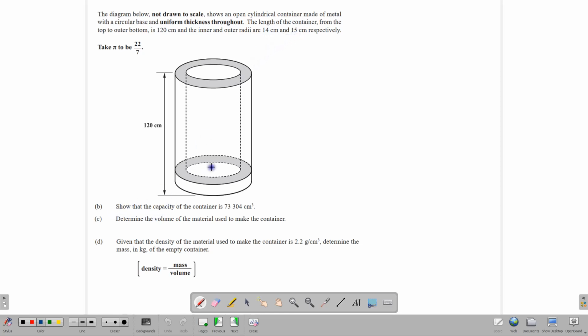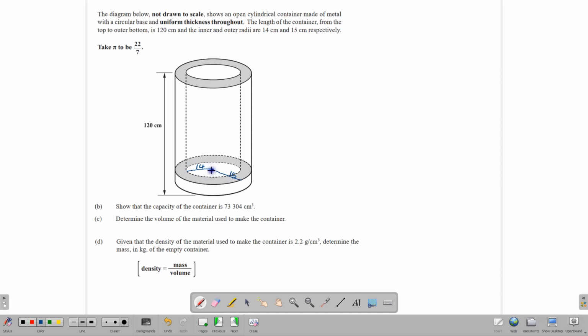So let me do a little mark here. This radius would be 14, and this radius to the outside here would be 15. All right, now that I've put that in, it says show that the capacity of the container is 73,304 centimeter cube. Now capacity is the same as volume, but capacity is inside volume. That means how much the container can hold.